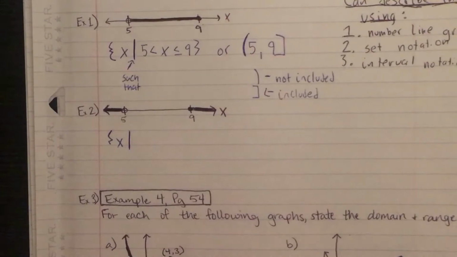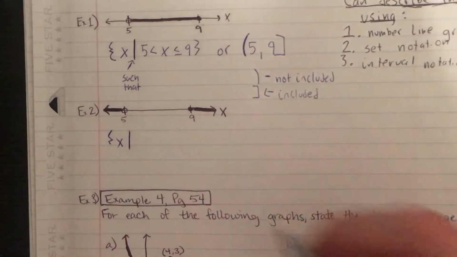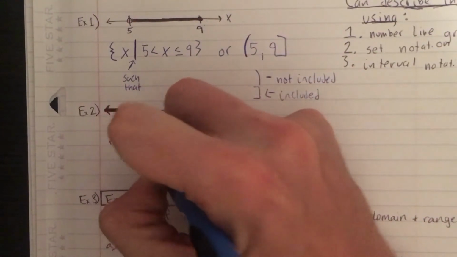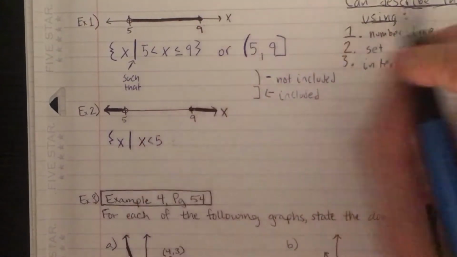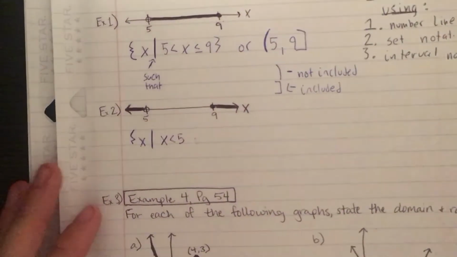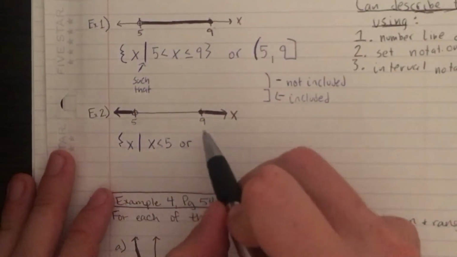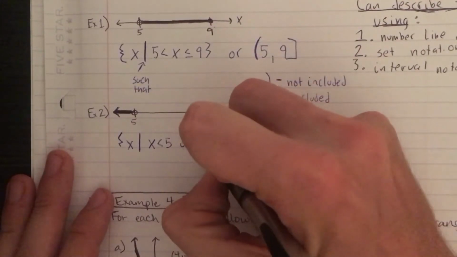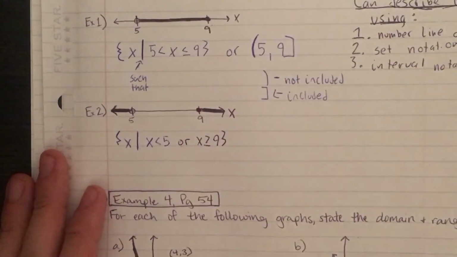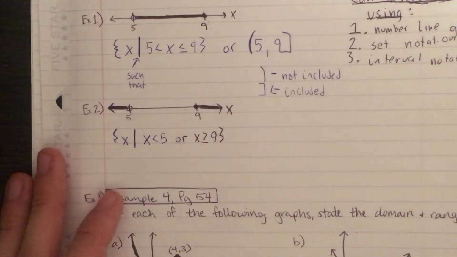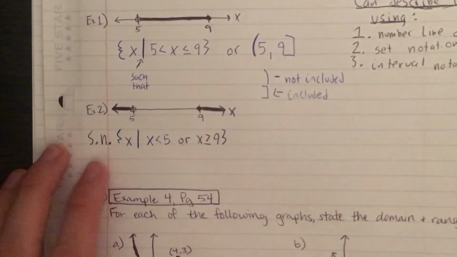So the first interval that we've got here says it's from 5 and to the left. So that means that x is going to have to be less than 5. Or, I'm going to switch pens here. This is just not working out well for me. Or, the other thing that could happen is that x right here could be greater than or equal to 9. These are our acceptable values for x. So this is the set notation for it, the SN, if that's what you want to call it.